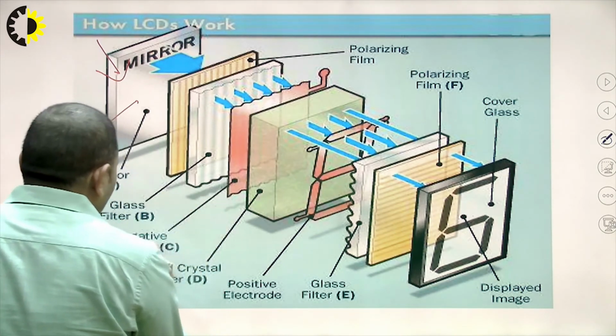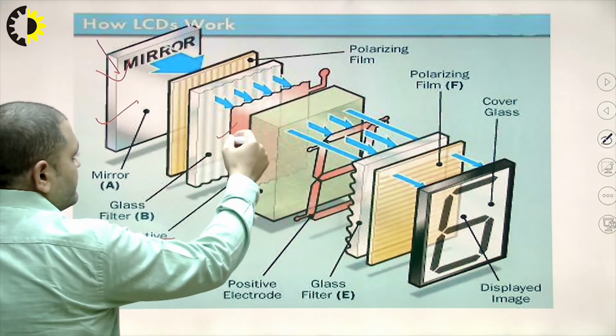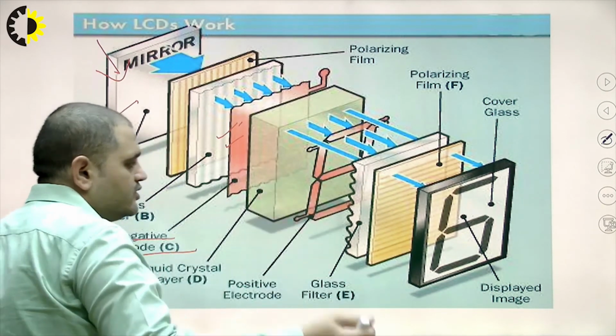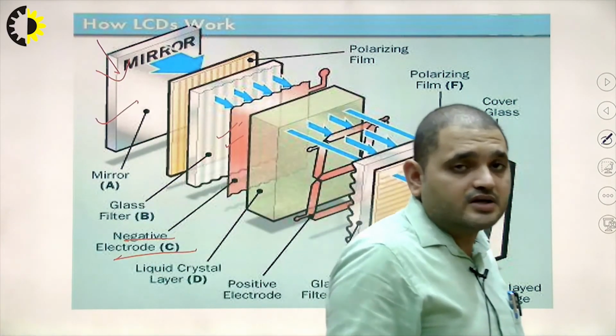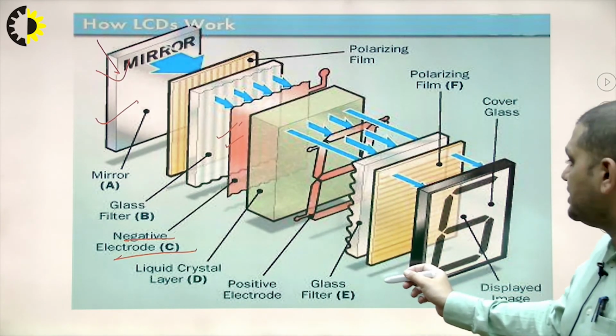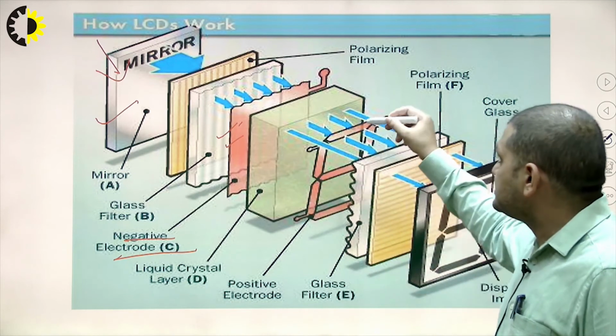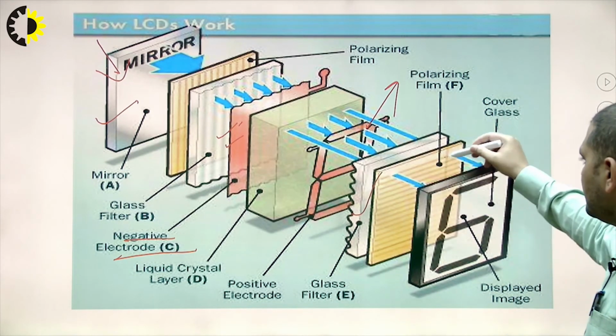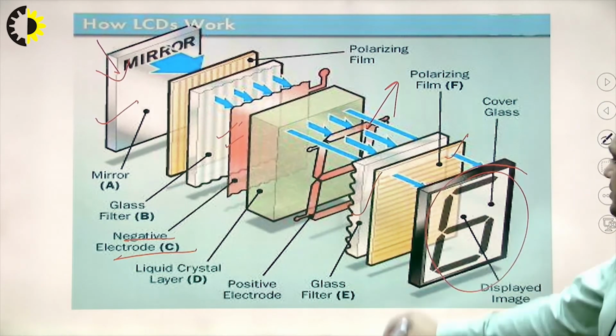You can see this is a negative electrode, and from there a liquid crystal layer is present where nematic cells are present, where they get aligned. Once they get aligned, the light passes through a positive electrode. This is a positive electrode, then again a glass filter, then a polarizer, and here is the displayed image which you want to display.